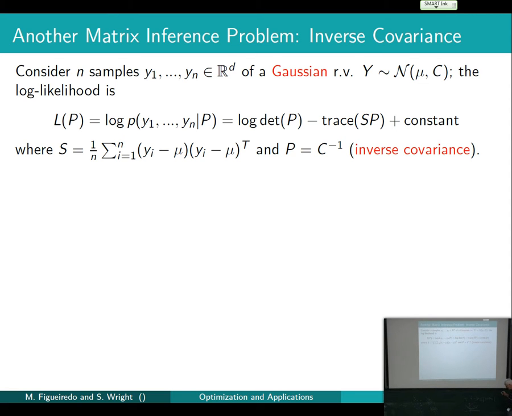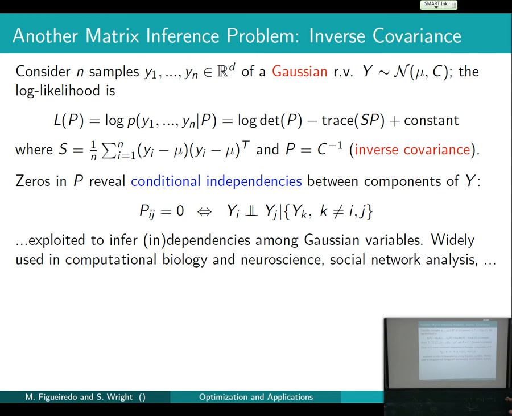What we'd like to estimate is the inverse covariance. Why do we want to know the inverse covariance? Inverse covariance gives interesting information about the components of the random variable. In this random variable y, if you've got two components that are conditionally independent, that is, yi and yj are conditionally independent given that we know all the other components of the vector, that will be revealed by the fact that the ij component of the inverse covariance will be zero.